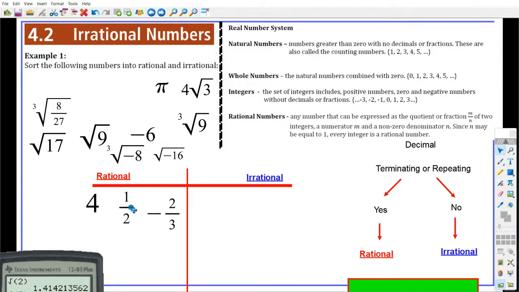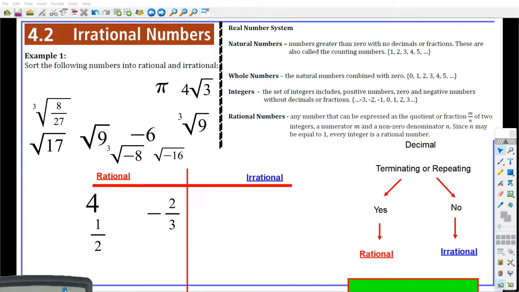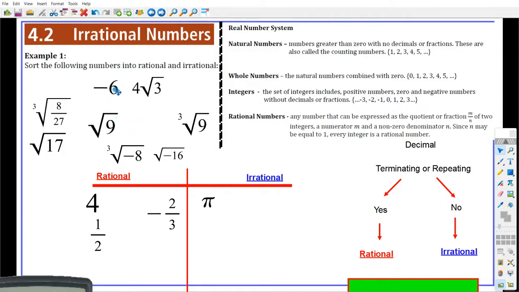We know that that's going to be a rational number. Pi. So pi goes on forever and ever. There are no patterns to it. So that is an irrational number. Let's pick out some other ones that are a bit more obvious. So -6, we could write that as a decimal. We can write it as a fraction.